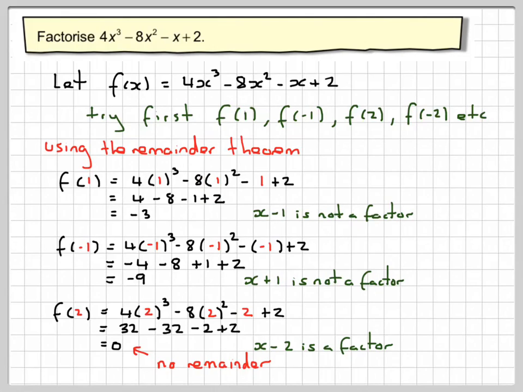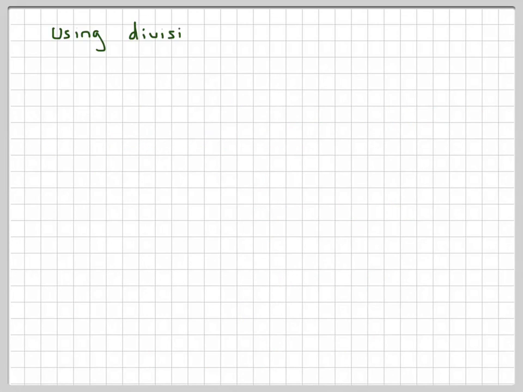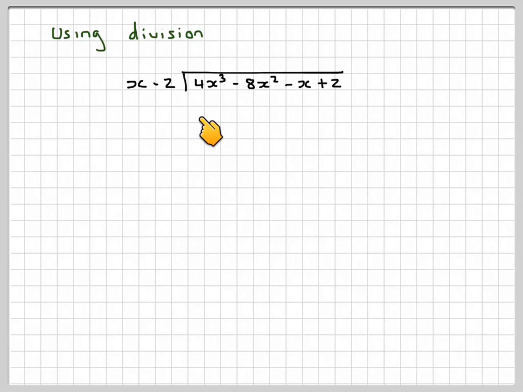So what we're trying to do is factorise this. So we know that we've already got one factor. Now we can carry on this process, but it might be a bit more difficult. So what we need to do next is do a division. So using division, we've got x minus 2 into 4x cubed minus 8x squared minus x plus 2. Now when we do the division, anything with x squared needs to go in this column, anything in x goes in this column, anything in a constant term goes in this column.